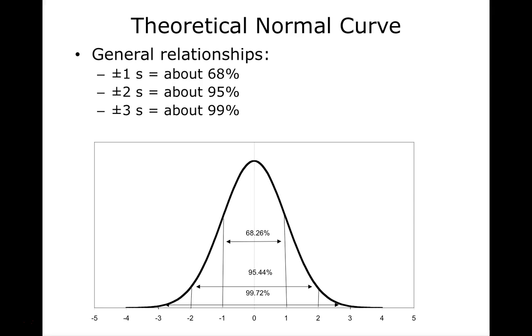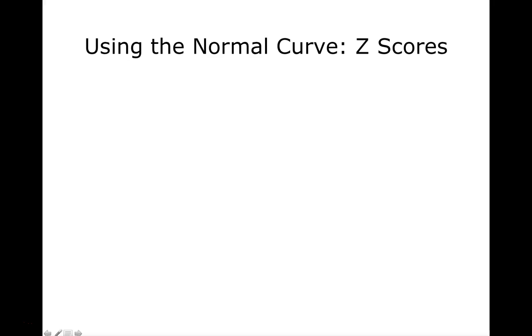So what we know about the normal curve, this theoretical normal curve, is that when we're talking about a distribution of scores out in the world, we know that roughly 68% of scores typically fall between one standard deviation below and above the mean. About 95% of scores fall within 2 standard deviations above and below the mean, and 99% of scores fall within 3 standard deviations above or below the mean.